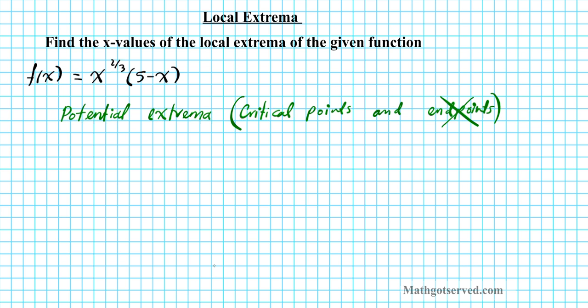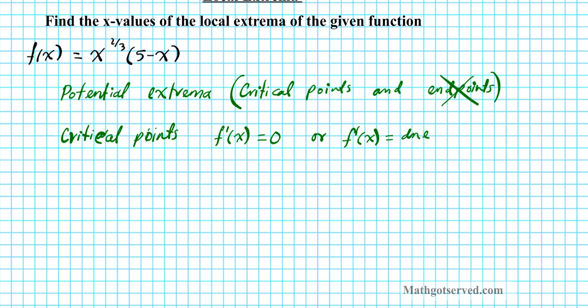So what are critical points? Let's go ahead and write down what they are. Critical points are points where the derivative is equal to 0 or the derivative does not exist. Okay? So those are your critical points. It's a subset of your potential extremas. Alright, so this is what we're going to be doing. We're going to be finding where the derivative is equal to 0 and where it does not exist. Okay? Alright, so let's go ahead and find the derivative.